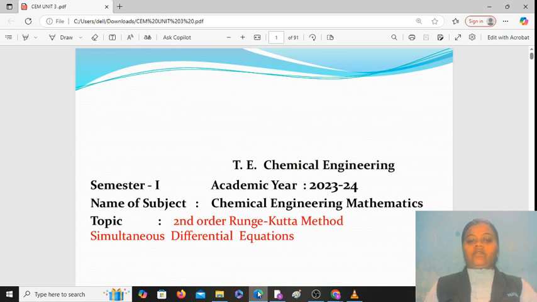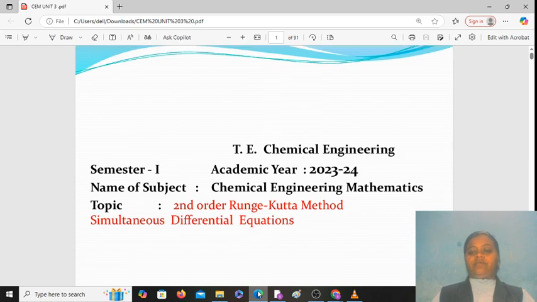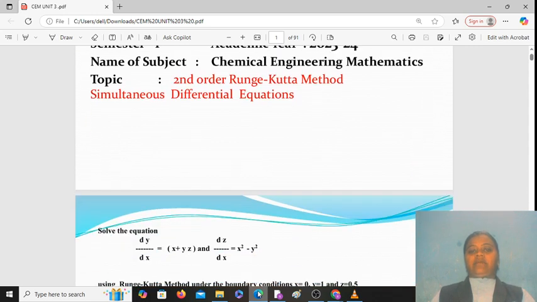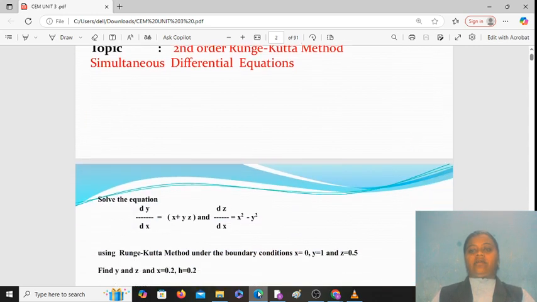In this lecture, we start chemical engineering mathematics, second order Runge-Kutta method, simultaneous differential equation. Let us see the example of second order Runge-Kutta method.